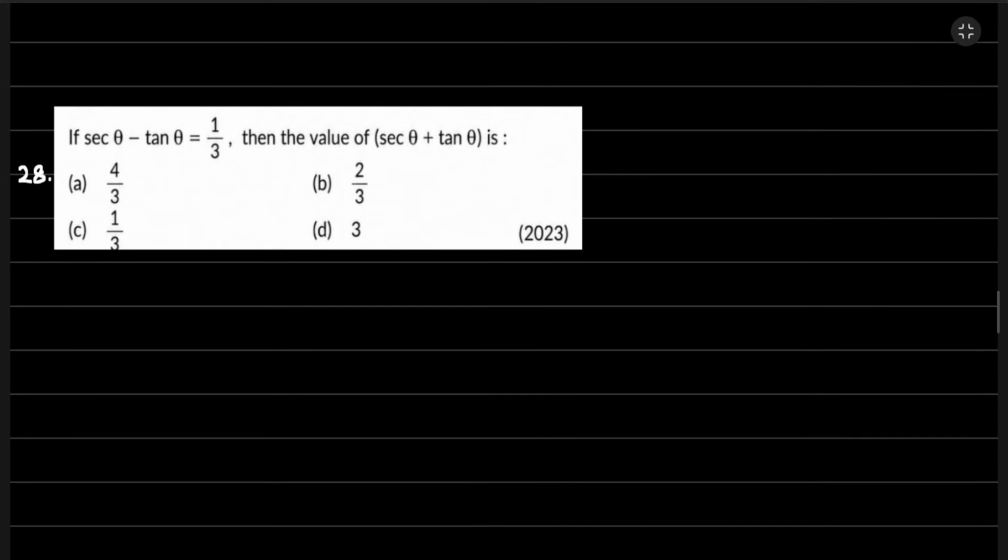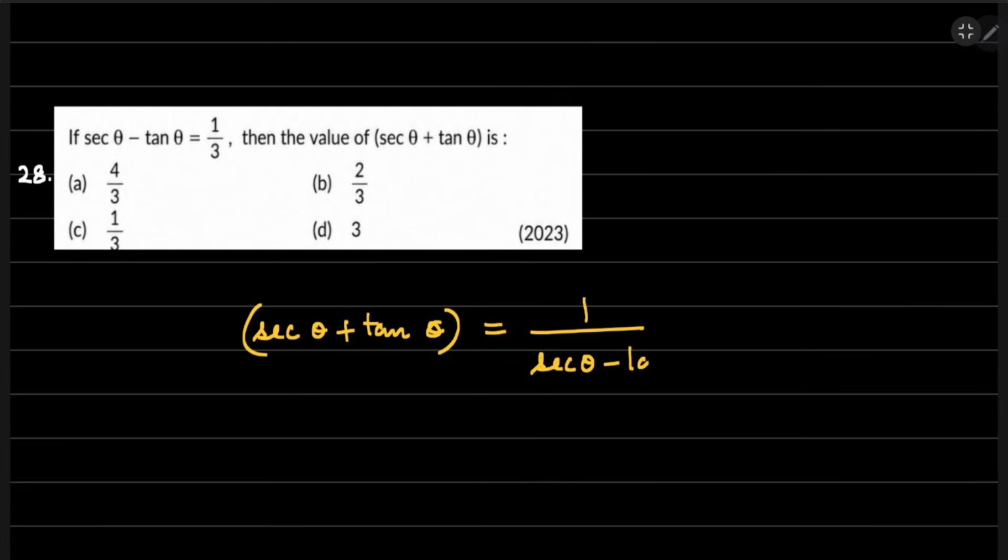You are given, if secant theta minus tan theta is 1 by 3, again this is a very similar question to what we just did. I told you to just take the reciprocal. Then what will be secant theta plus tan theta? It will just be the reciprocal. So let me write the formula here again. Secant theta plus tan theta will be equal to 1 by secant theta minus tan theta. This is equal to 1 by 1 by 3, so 3 will go up. It's nothing but the reciprocal of 1 by 3, which is just 3. Option number D is the correct answer.